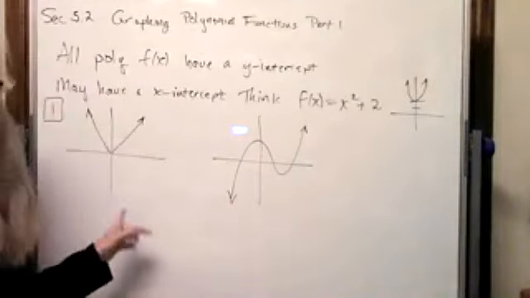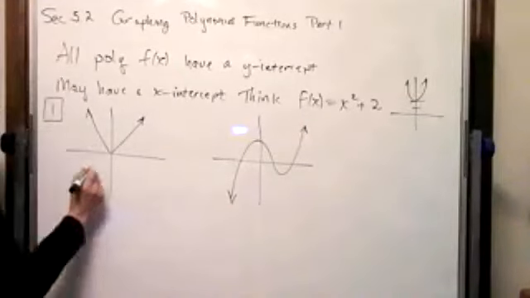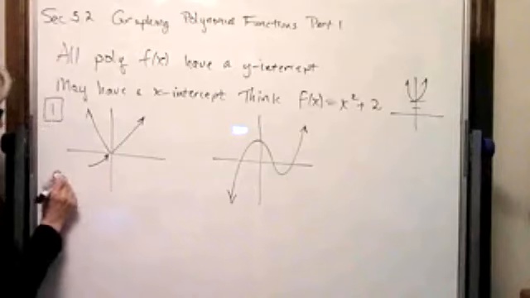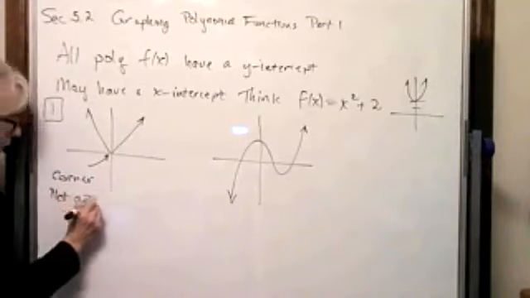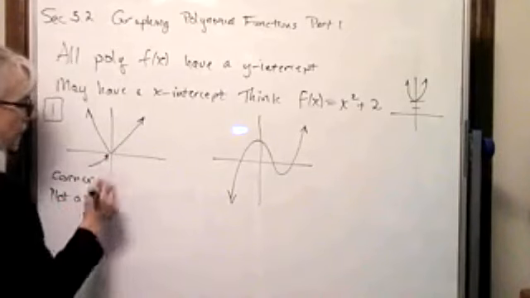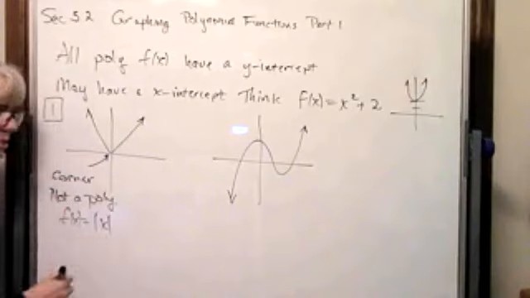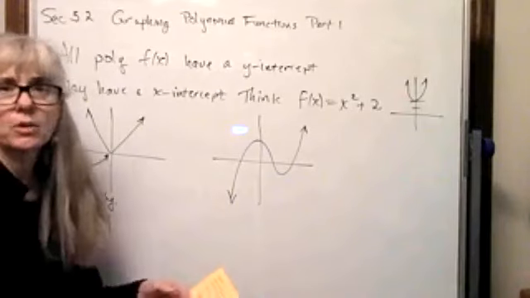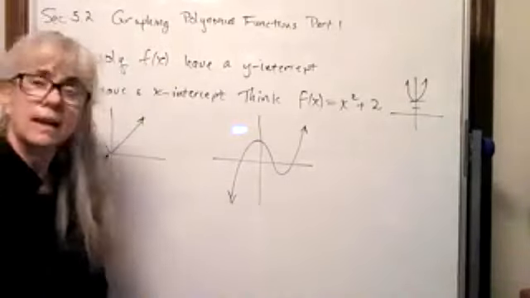Well, definitely not the first. It is continuous, but it's not smooth. It has a corner. Because of that corner, it is not a polynomial. You're going to recognize that this was f of x is equal to the absolute value of x, and that does not fit our template. Those absolute value bars don't fit the template of what a polynomial should look like. This guy, however, is a polynomial function.